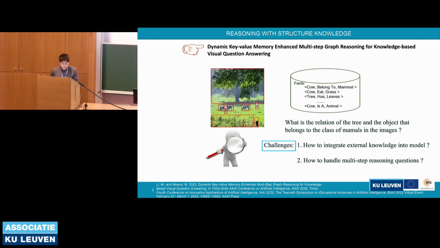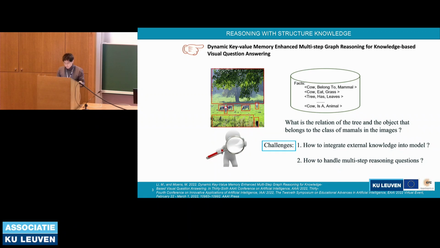So what is knowledge-based visual question answering? In this task, given an image, a knowledge base, and a question, we ask the agent to answer the question correctly. To do so, the agent needs to first extract related knowledge from the knowledge base, and then it has to understand the image, including all the objects in the image and the relations between them. There are two challenges in this task. The first one is how to integrate external knowledge into models, meaning the knowledge in the knowledge base. The second one is how to handle multi-step reasoning questions.